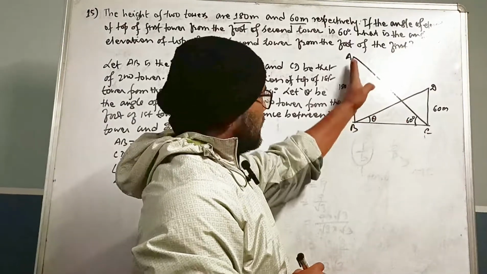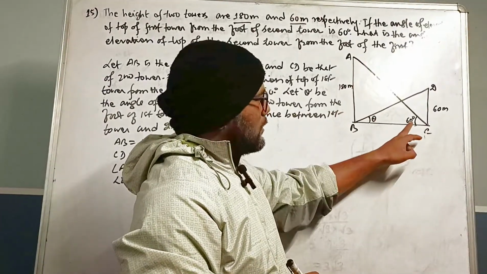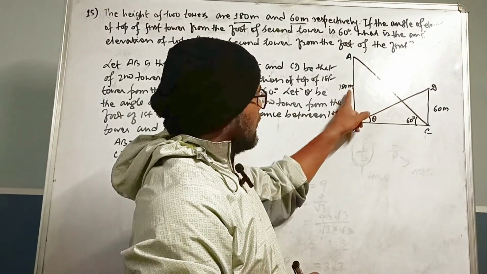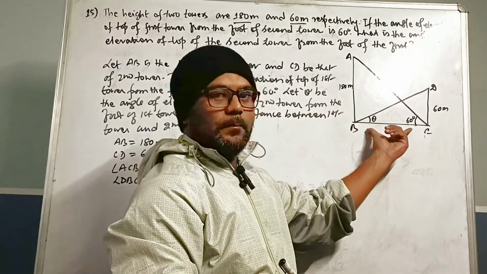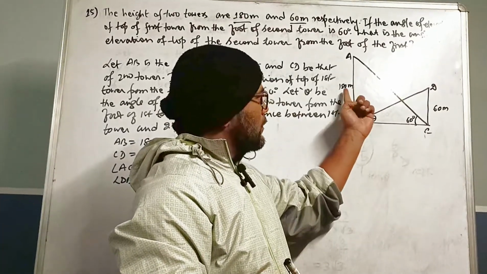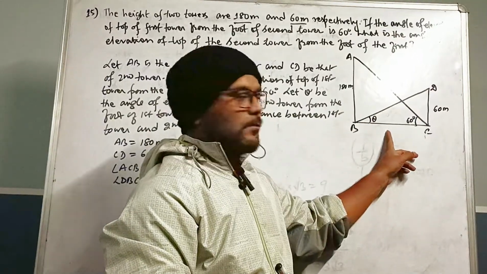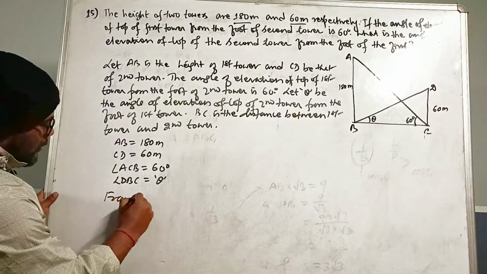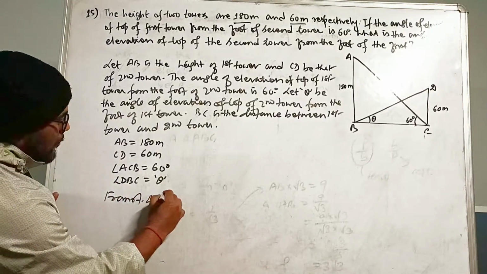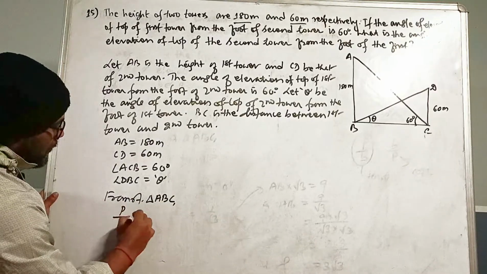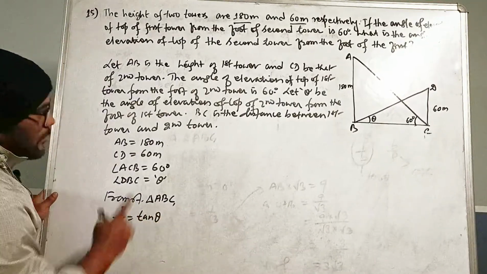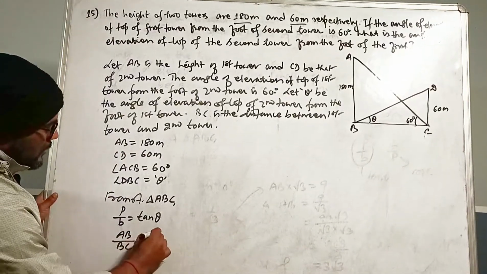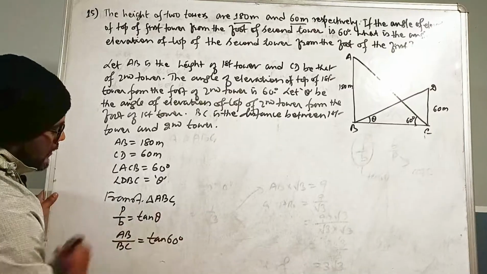Now first of all you have to start from this triangle. In this triangle the angle is given as 60°. So in this right angle triangle, you can see this is the perpendicular and this is your base. The perpendicular is given, you are supposed to find the base, which is the common base for both the triangles. So from right angle triangle ABC, perpendicular by base equals tan theta. So perpendicular is your AB, base is BC, and tan 60°.